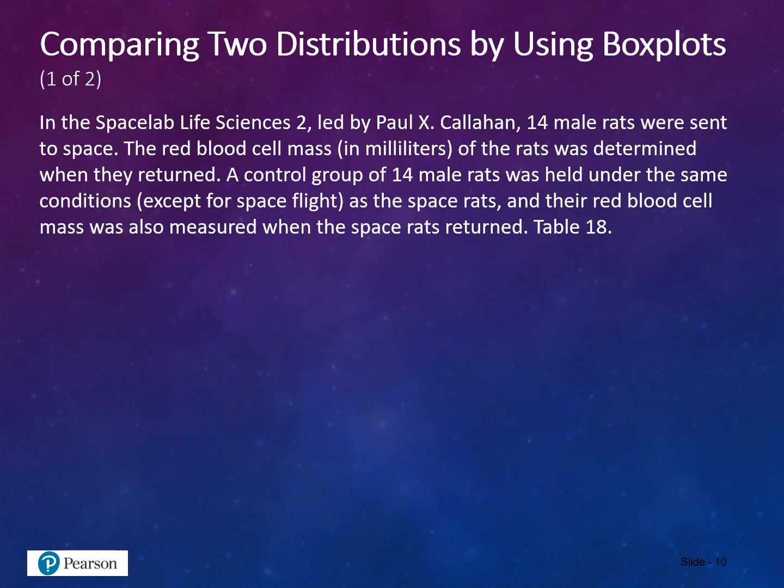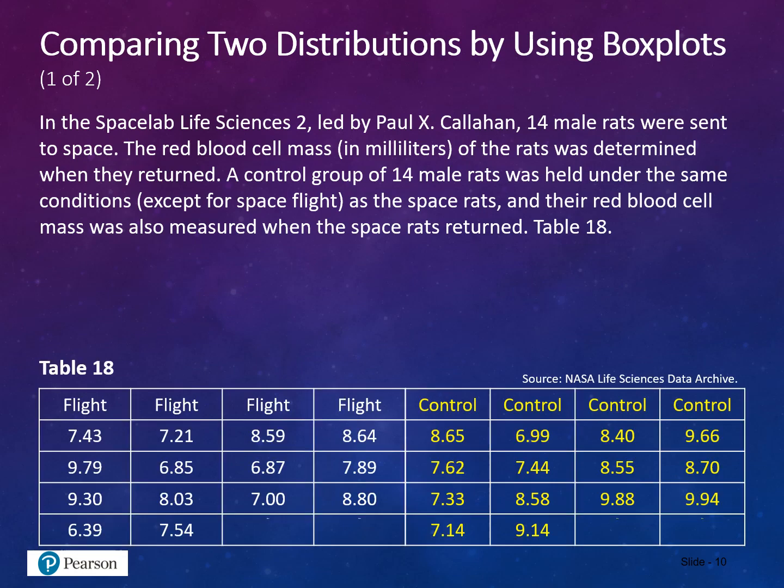So now let's compare two distributions by using box plots. In the Space Lab Life Sciences 2, led by Paul Callahan, 14 male rats were sent to space. The red blood cell mass in millimeters of the rats was determined when they returned. A control group of 14 male rats was held under the same conditions except for spaceflight, and their blood cell mass was also measured when the space rats returned, which we can see in Table 18.